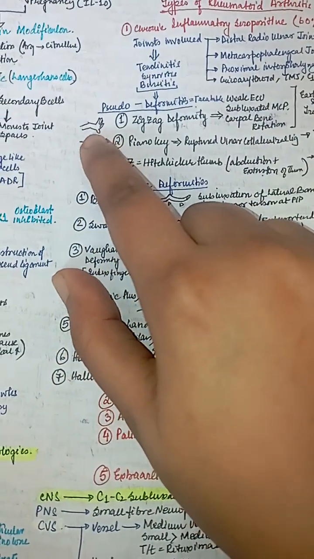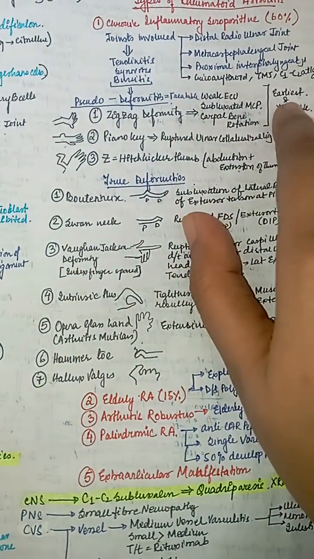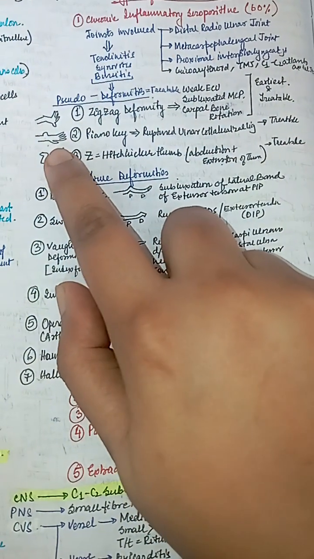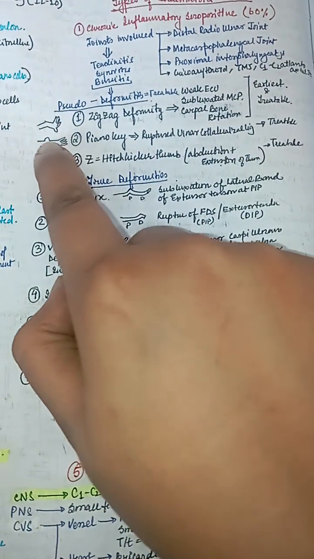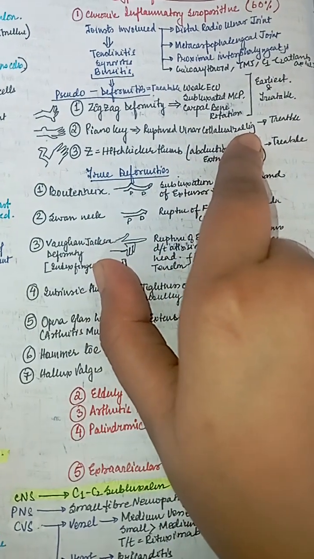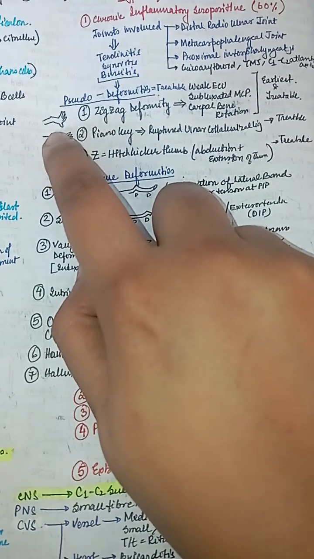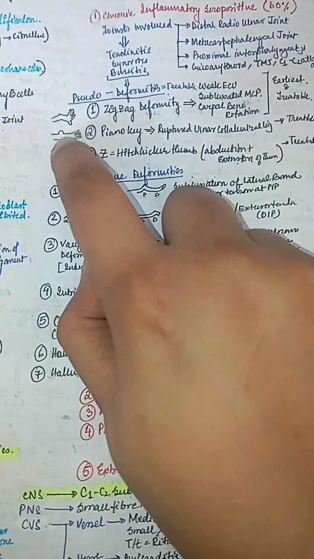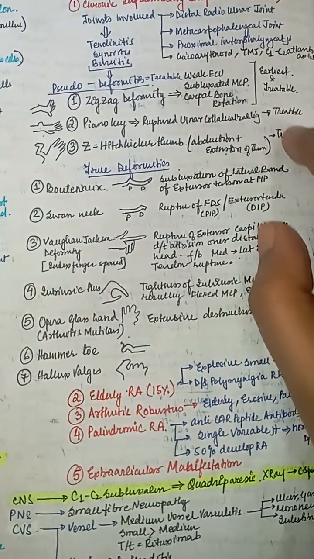The metacarpophalangeal joint is subluxated. This is the earliest and treatable pseudodeformity. The piano key deformity is the deformity where there is the rupture of the ulnar collateral ligament of the wrist joint, causing the elevation of the ulnar styloid process. That is why it is known as the piano key deformity, and this is also treatable.